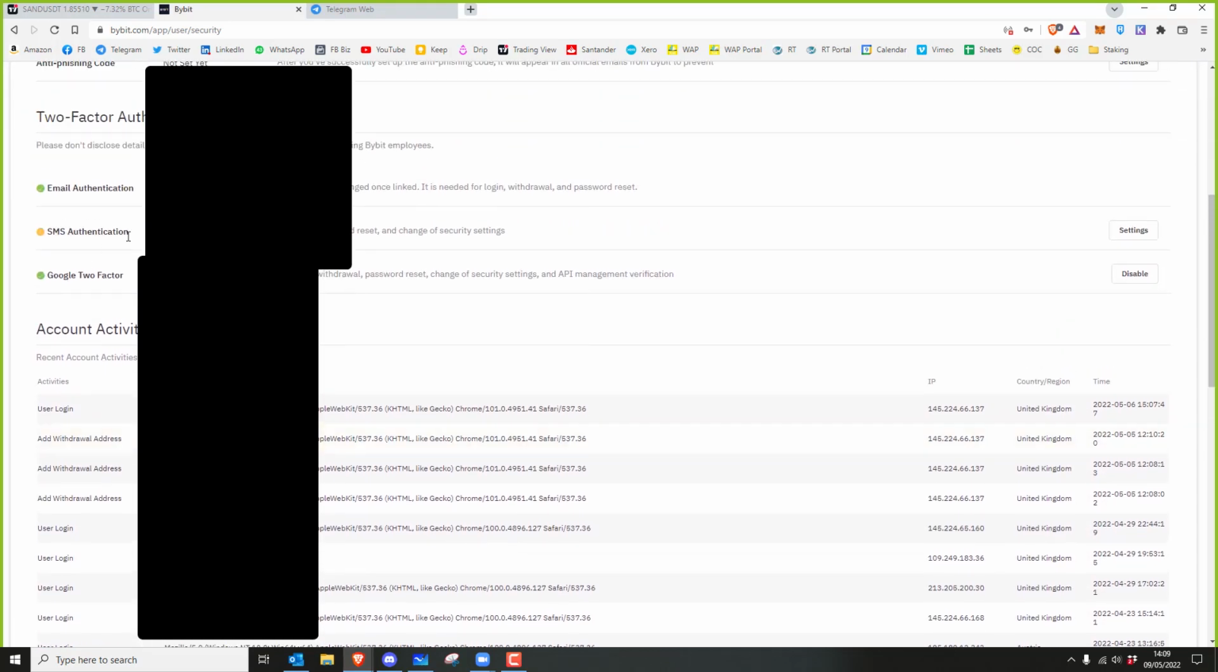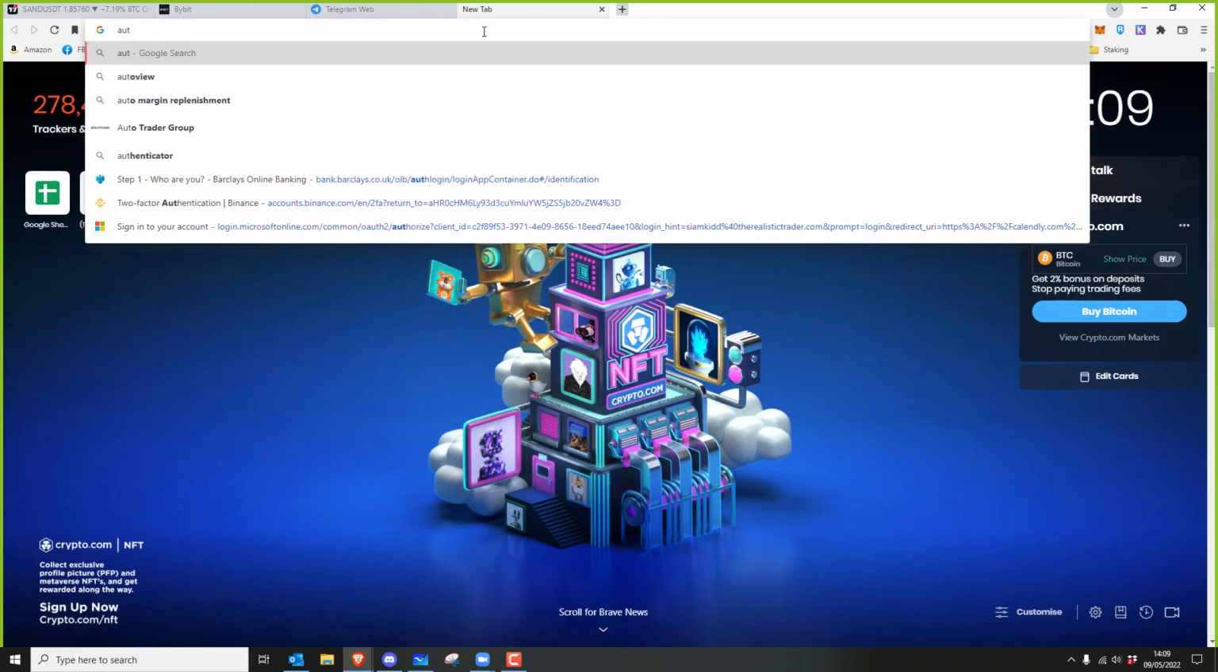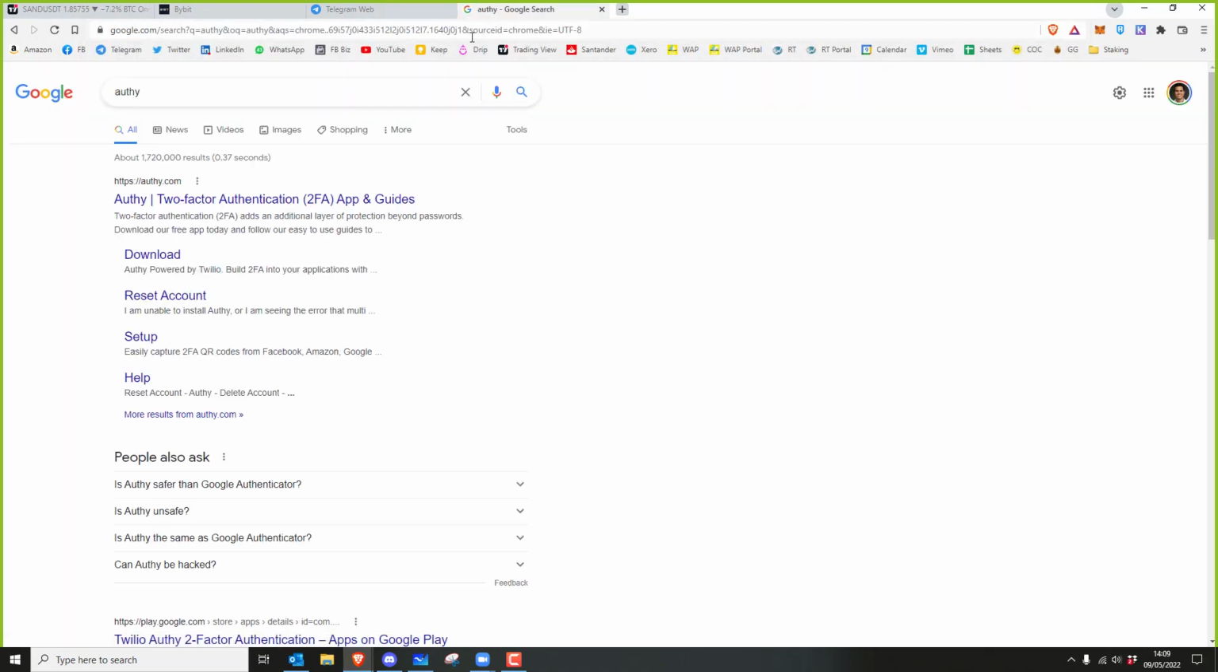Yep, do not use SMS authentication. So many phones are being cloned these days. Just don't. Get Authy. If you don't have Authy, get it. It's much better than Google Authenticator. If you lose your phone and you have Google Authenticator, it is an absolute ball ache and a half to re-establish, whereas Authy is cross-platform, cross-devices, etc.